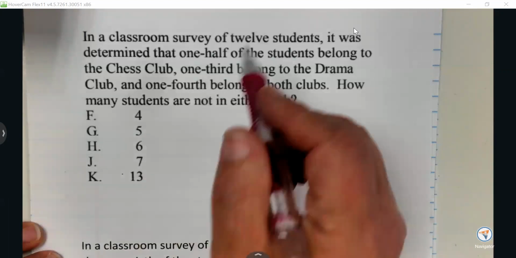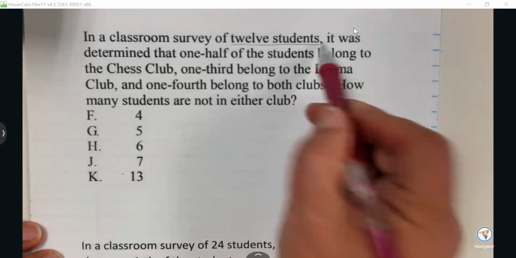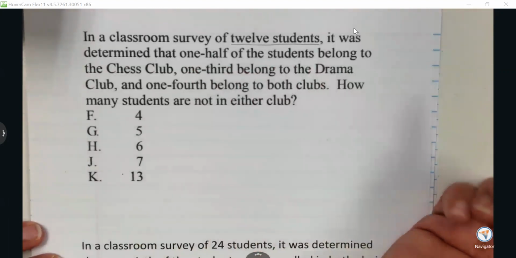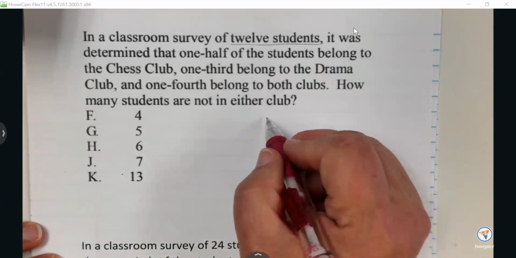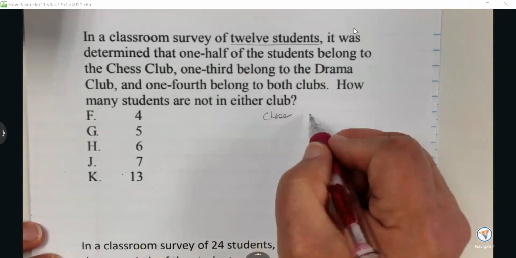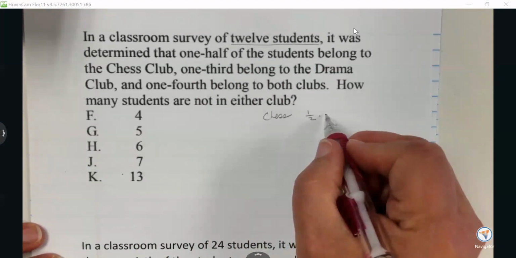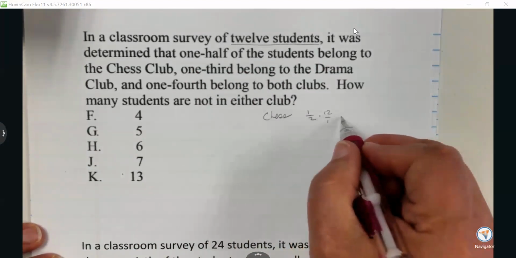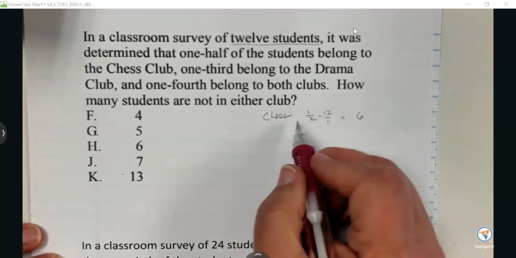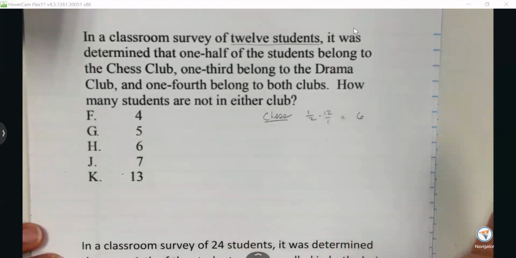So right away, the survey says there's 12 people that I'm surveying. Okay, so let's look at this. It says one half of the students belong to the chess club. Well, half of 12 is 6. So 6 students belong to the chess club, if I just do the math.